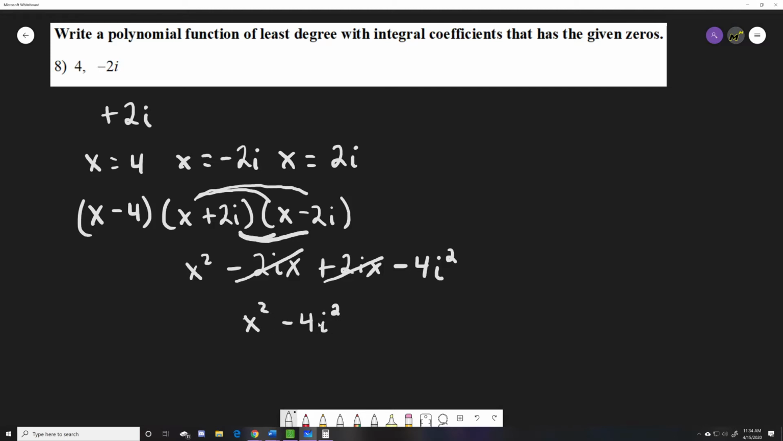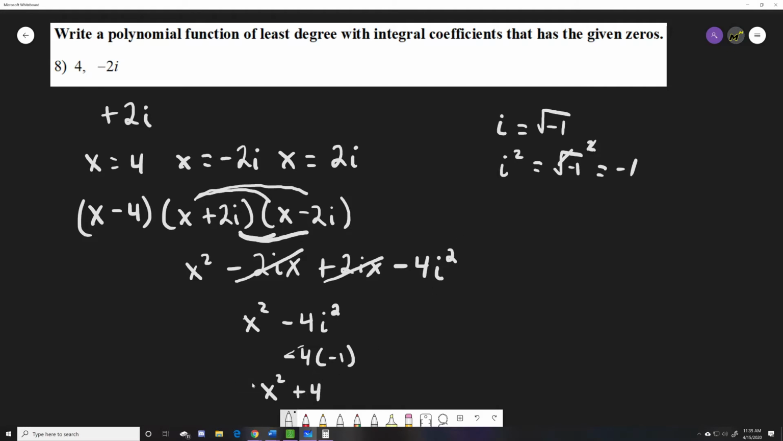And this can be broken down a little more, because i squared, if you remember your imaginary numbers, i equals the square root of negative 1. So i squared, well, if you were to square that, squares and square roots cancel each other. So i squared would just be the number negative 1. So this actually changes a little more, because negative 4 times negative 1 is a positive 4. So it's x squared plus 4 right here.